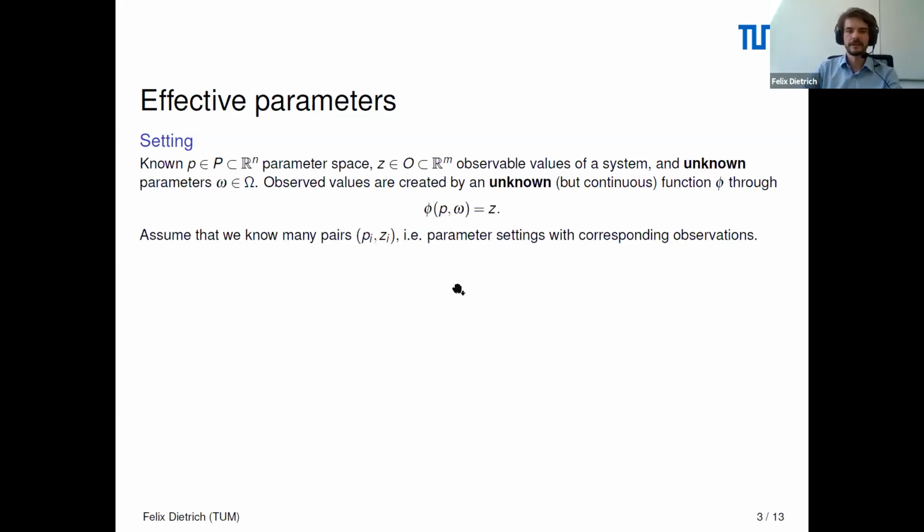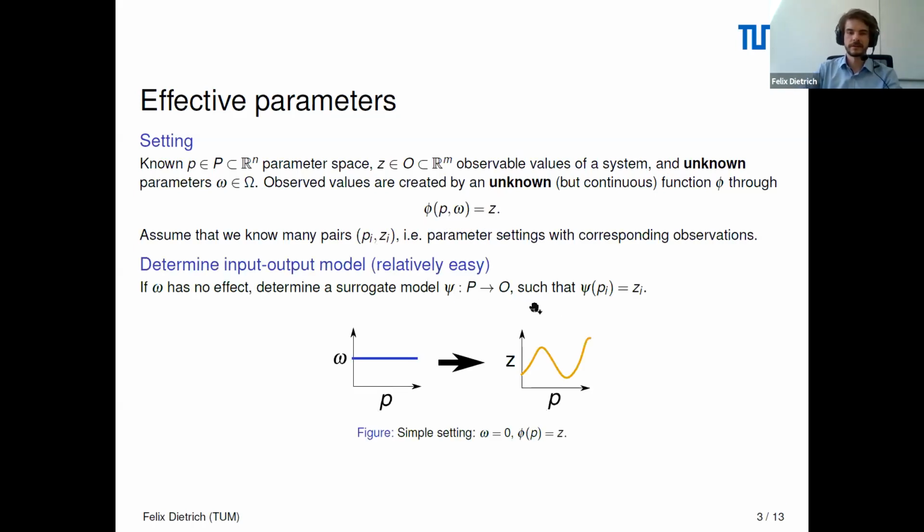And obviously, the simplest case that we can think about is if these unknown parameters have no effect at all, and we can just determine a surrogate model for this unknown function phi. So in this case, we can just say, okay, since we have all corresponding pairs, p_i and z_i, we can just fit a function phi that then, in this case, for example, approximates this one-dimensional observable z given a certain parameter p, right? So omega has no effect at all.